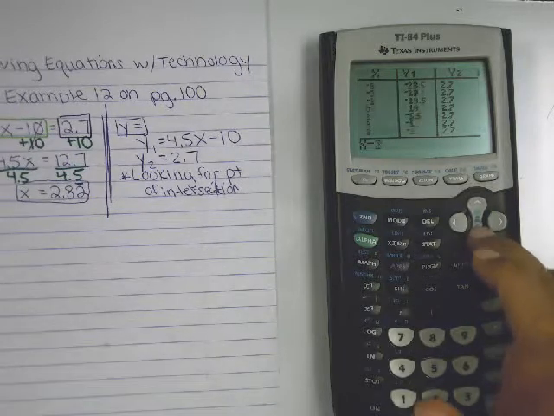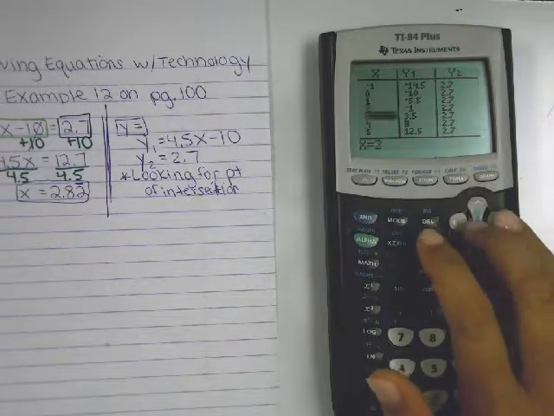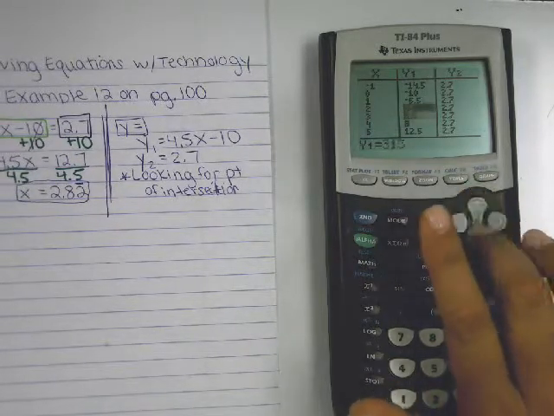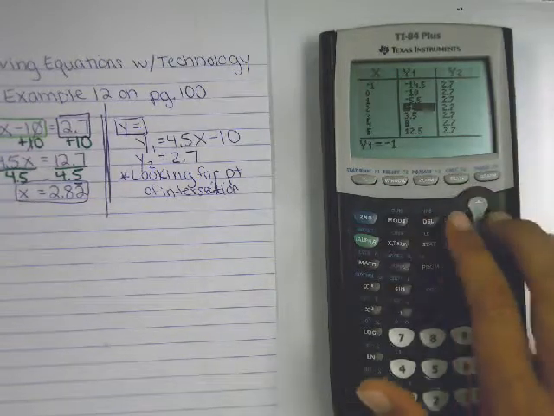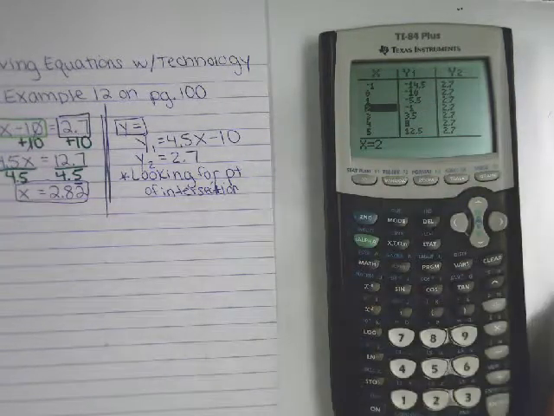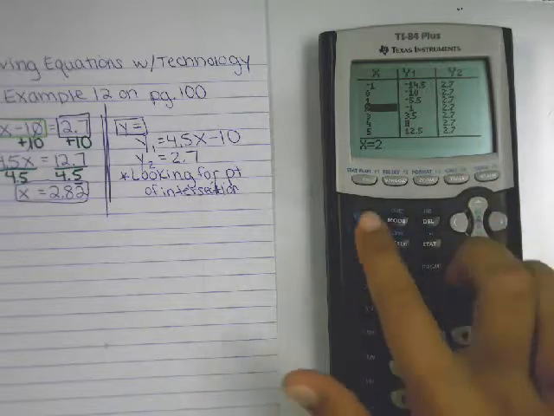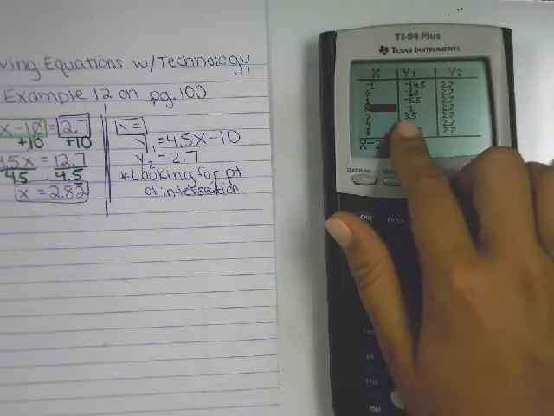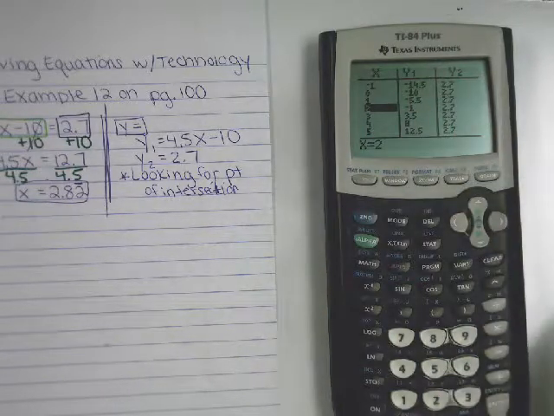So if I scroll through my table, it doesn't show up because this is only going to show up for whole numbers. So we need another strategy. So second table is how I got here. Sometimes that works, sometimes it doesn't.